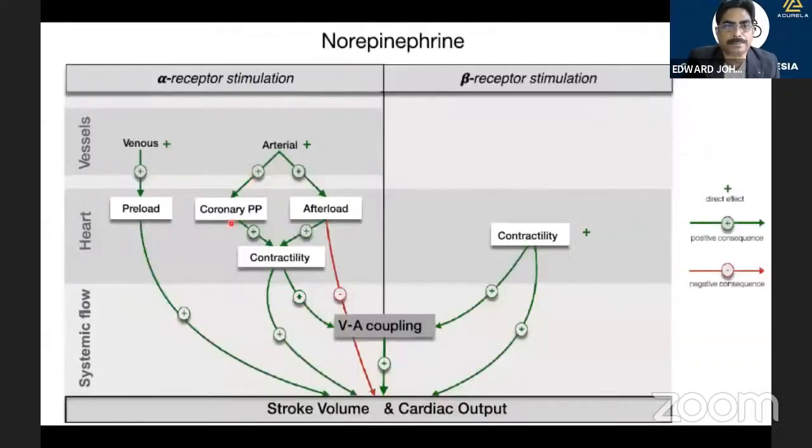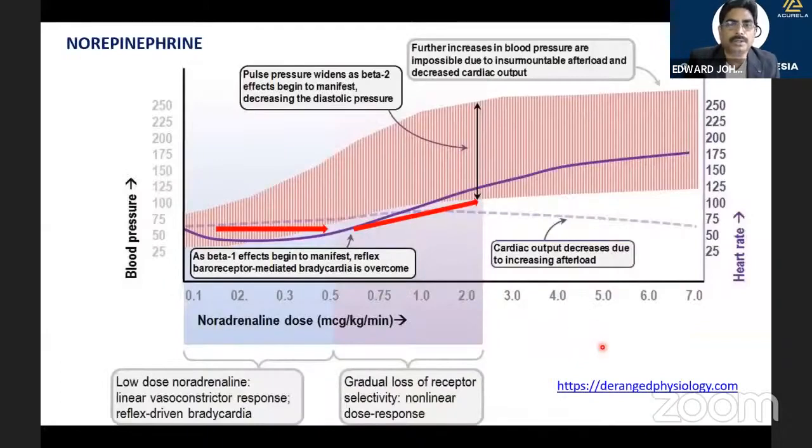So how does it act? Norepinephrine acts on alpha receptors and beta receptors. Through alpha receptors, in the venous system, it increases vasoconstriction and increases the preload. On the arterial side, it increases the coronary perfusion pressure and increases the afterload. It also increases contractility and the stroke volume. Increased contractility is through the beta-1 receptors, which increase contractility, stroke volume, and cardiac output.